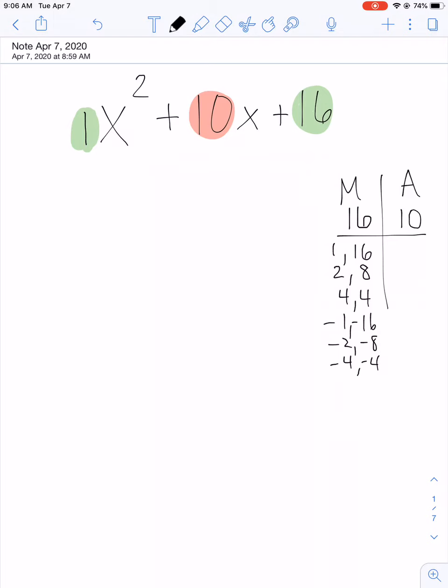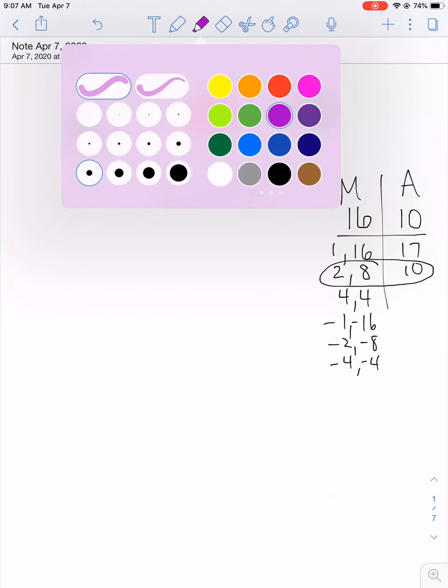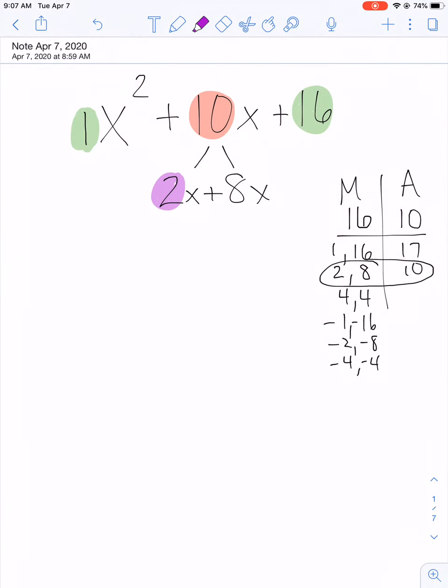Let's see, 1 plus 16 is 17. 2 plus 8 is 10. There we go. We found the one that'll work. We don't need to fill out the rest. There will only be one pair that works. 2 and 8. So now I'm going to turn this middle term into 2x and 8x. So I get that from the 2 and the 8. Now we can do this because 2 plus 8 is 10.